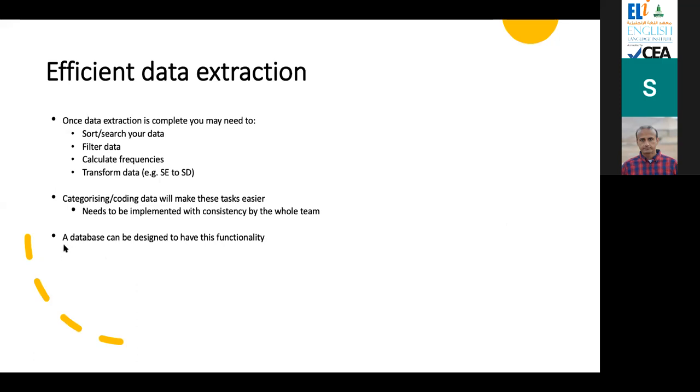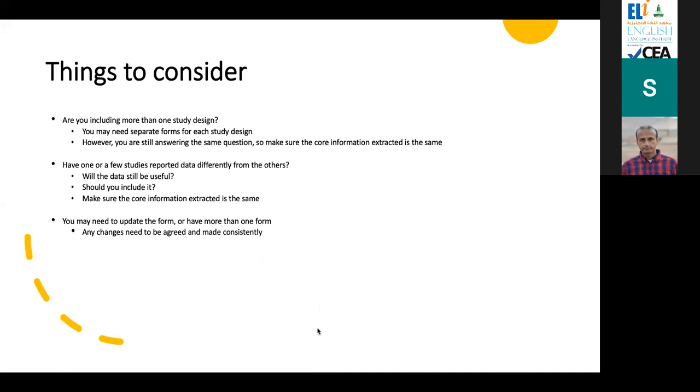So this is what I was talking about, that note-taking system or database that we have established. It should have some functionalities so that when we are writing, we should be confident and the data should be easy to access at that particular point. Okay, so are you including more than one study design? If we want to include more than one, then what would it be? It should also be established in the very beginning.